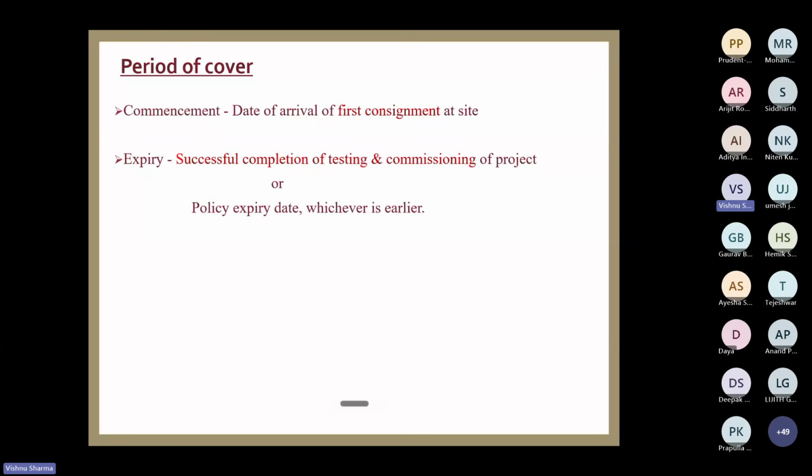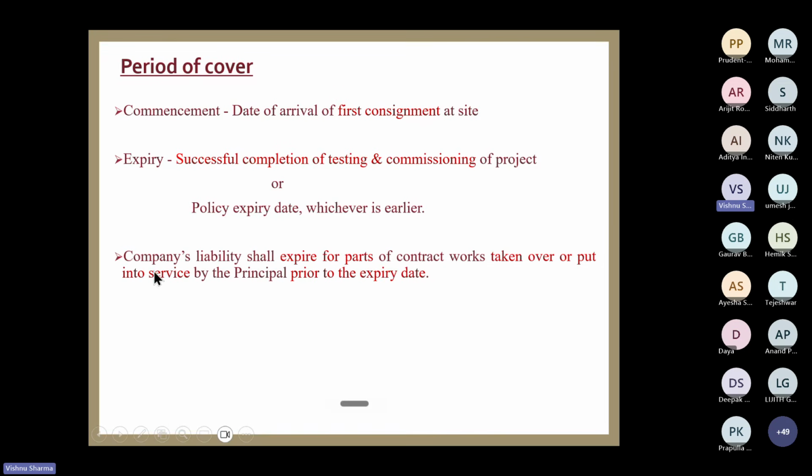Okay. Now another important clause under period of cover. This is very important. Please note that the company's liability shall expire for the portion of the project, part of the contract works, which is taken over or put into service. Many times it happens that some of the part is already handed over to the principal. It is not very common in engineering projects, because the engineering part of the project is not taken over unless the entire project is tested and commissioned.